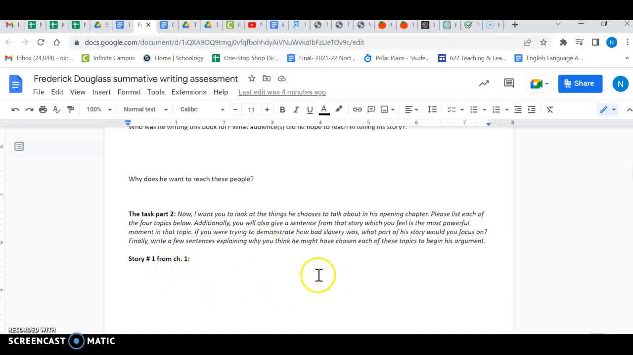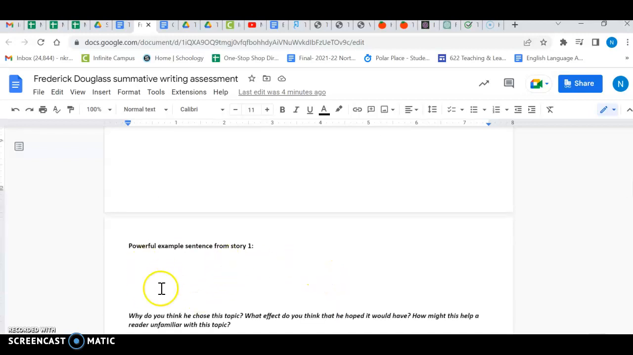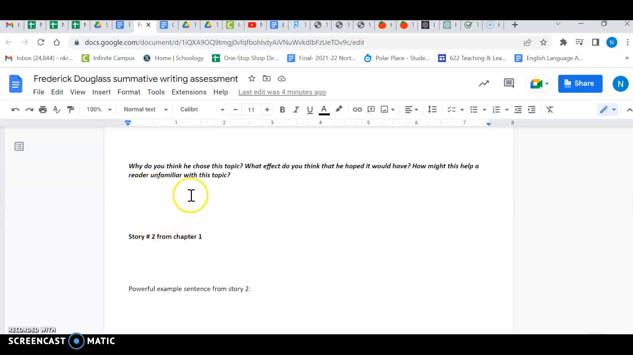So you write down what the first story is about, and then you're going to give a powerful sentence from it. So if you were going to choose a sentence or 2 which makes this incident seem as disturbing as possible, what would you pick? And then explain why he would choose to do that, right?